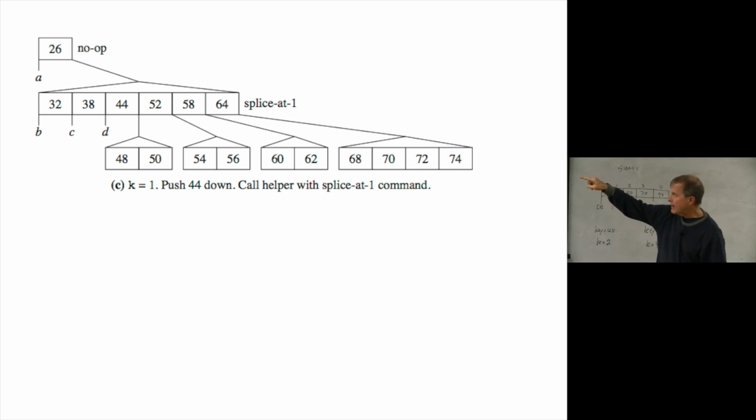Notice that A is still good. The height of A and the height of B and the height of C and the height of D, that's all still maintained. And furthermore, it was splice at 1. Why splice at 1? Because when we go up, we're going to splice at 1 on the way up, because it belongs at 1, anything that goes up.